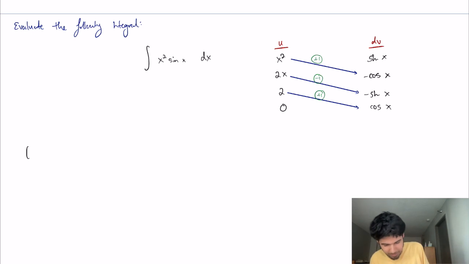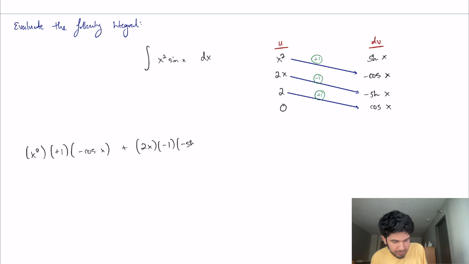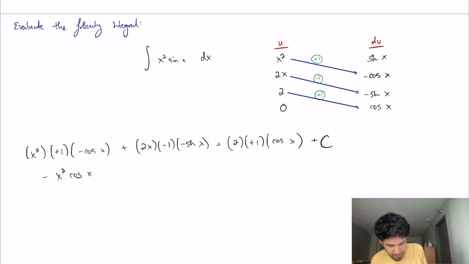So the first term will be x squared times positive 1 times negative cosine of x. We'll add to that 2x times negative 1 times negative sine of x. We add to that 2 times positive 1 times cosine of x. And then we'll tack on a plus c since the integral is indefinite. And simplify. Negative x squared cosine of x plus 2x sine of x plus 2 cosine of x plus c, and that is your answer.